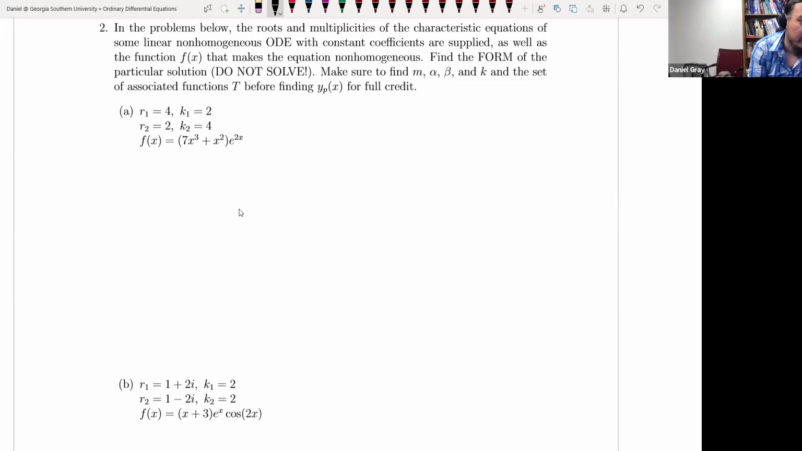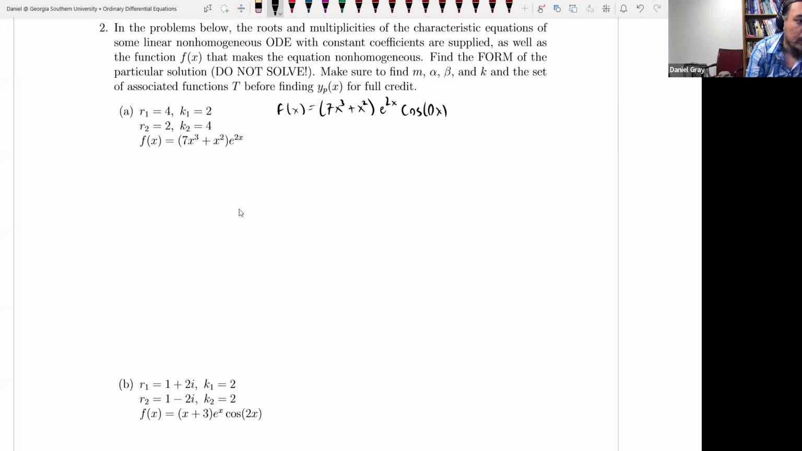Our f of x is equal to 7x cubed plus x squared, times e to the 2x. So we have f of x equals 7x cubed plus x squared. There's our polynomial. e to the 2x, there is our exponential function. And then you can do either sine or cosine, but this doesn't have a sine or a cosine here. So we're going to insert cosine of 0x here. The reason we're inserting cosine of 0x as opposed to sine of 0x is because cosine of 0x is just equal to 1. And we can multiply anything by 1 without changing its value. So there we have it.